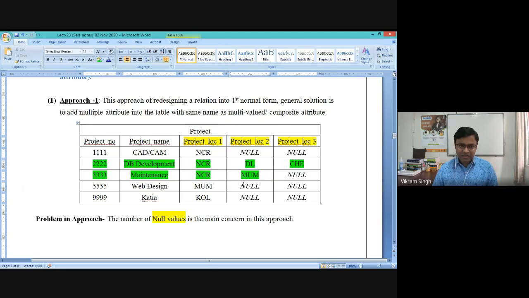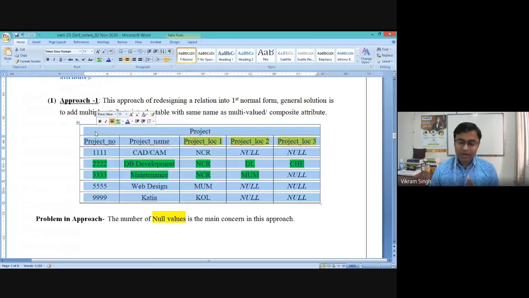So you can see, by adopting approach 1, you can claim that this whole database table is now in the first normal form, because it does not have any multi-valued attribute or value, right? That is the first solution. Now, this approach has certain issues.